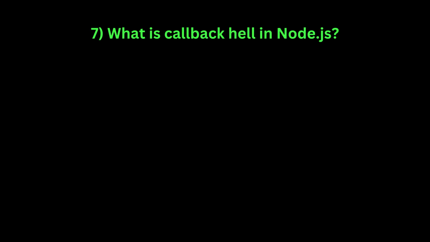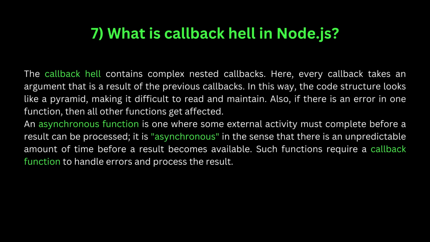Question 7. What is the callback hell in Node.js? The callback hell contains complex nested callbacks. Here, every callback takes an argument that is a result of the previous callbacks. In this way, the code structure looks like a pyramid, making it difficult to read and maintain. Also, if there is an error in one function, then all other functions get affected.